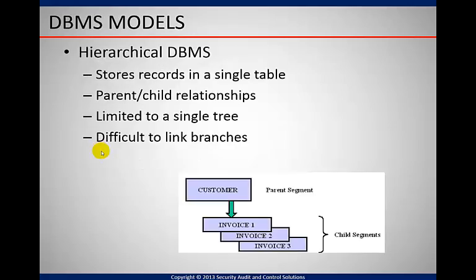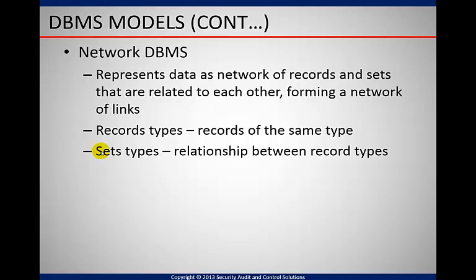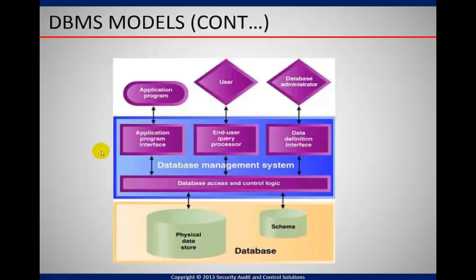The first model we look at is a hierarchical database management system where it stores records in a single table. There could be a parent-child relationship, but it's limited to a single tree, and it's very difficult to link those branches. Then, at the network step, a network database management system is a representation of data as networks of records and sets that are related to each other, forming a network of links. Record types can be records of the same type, and set types can be a relationship between record types.